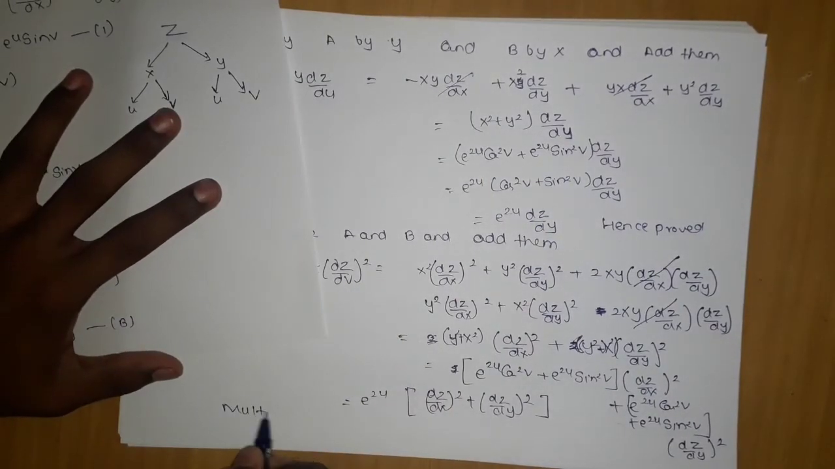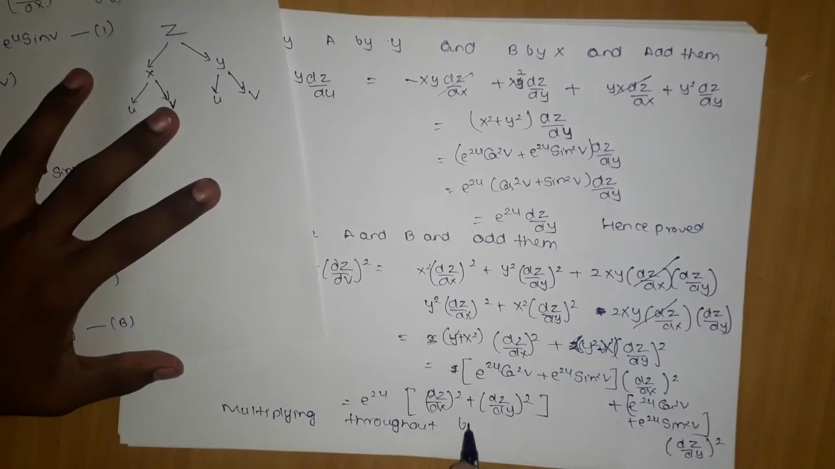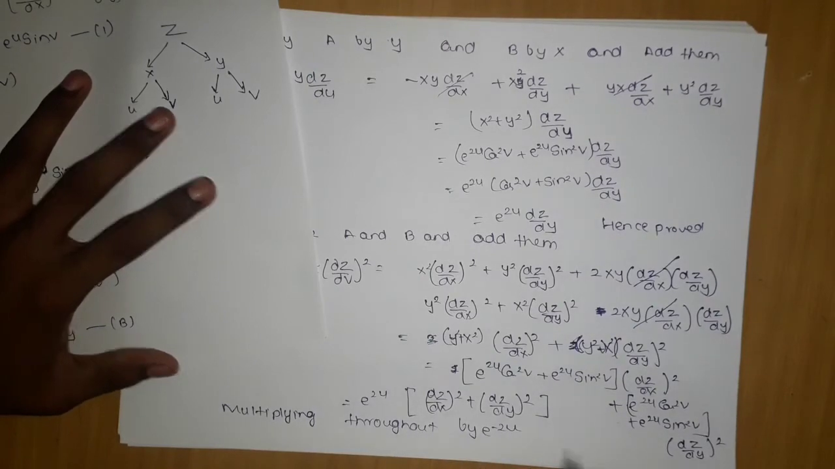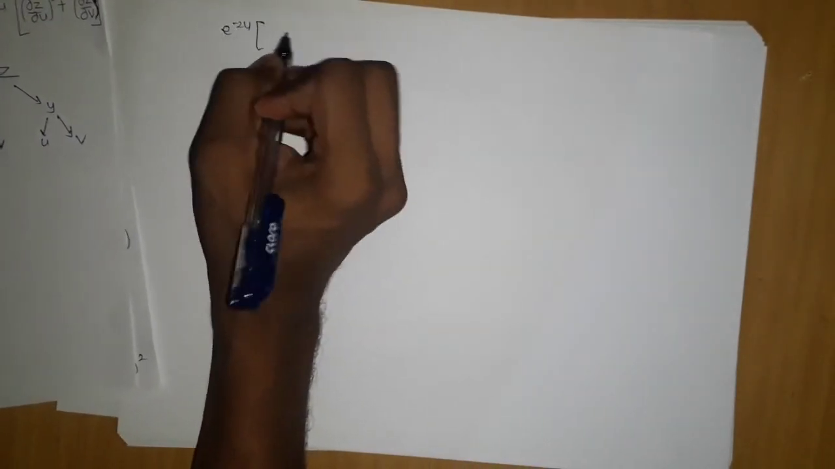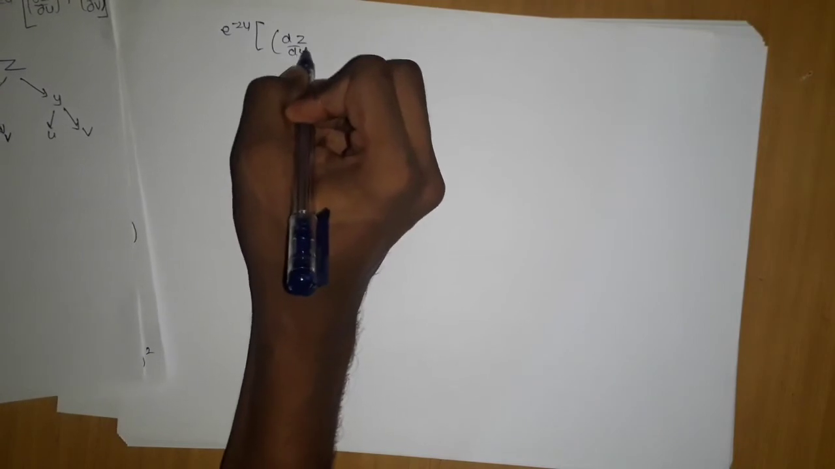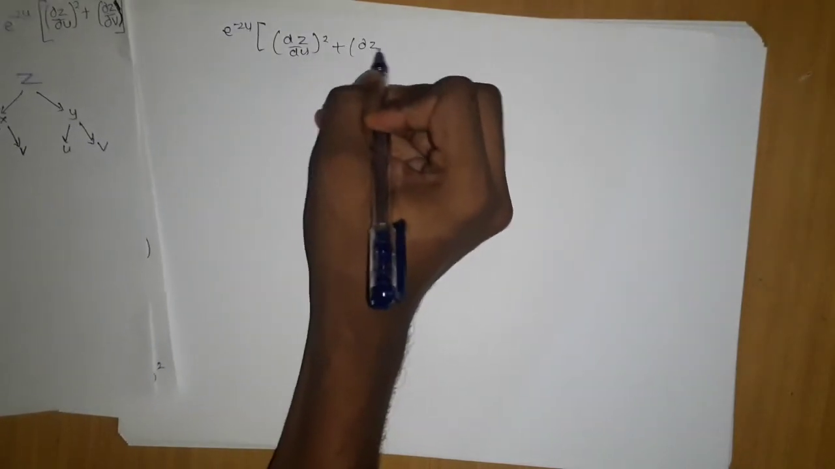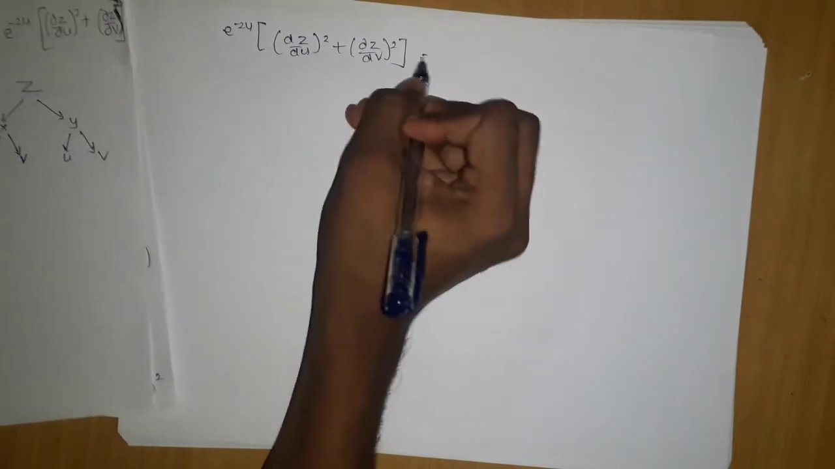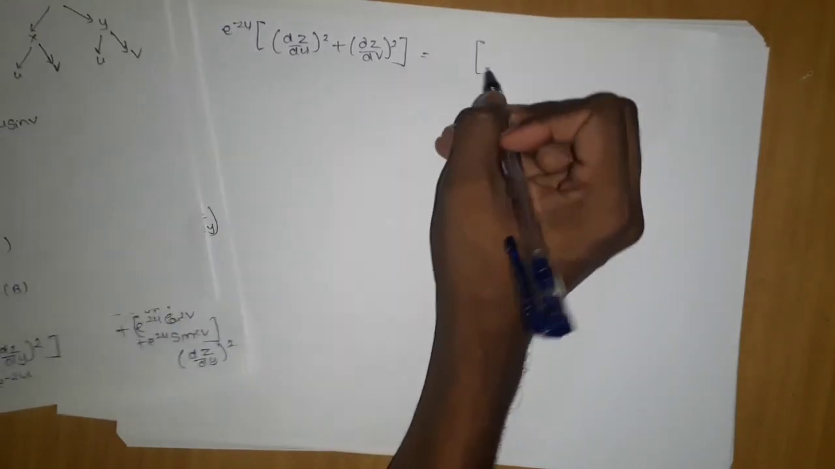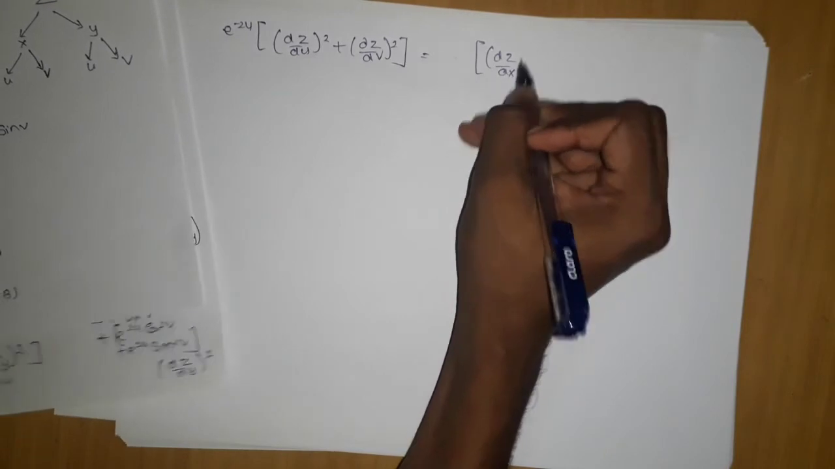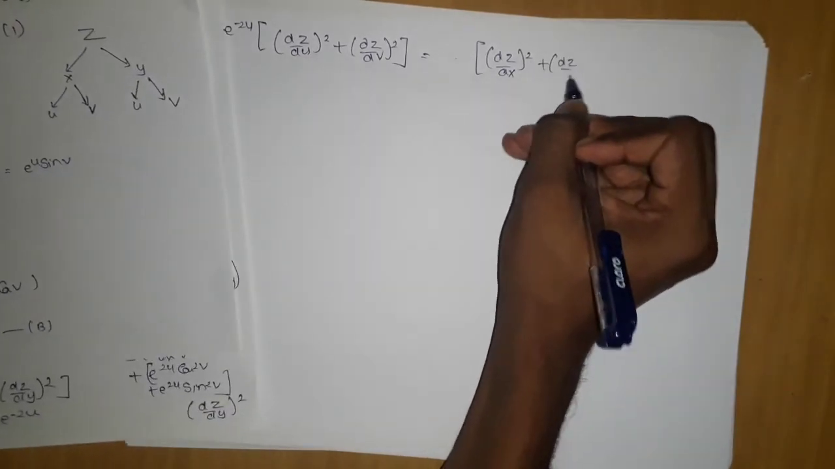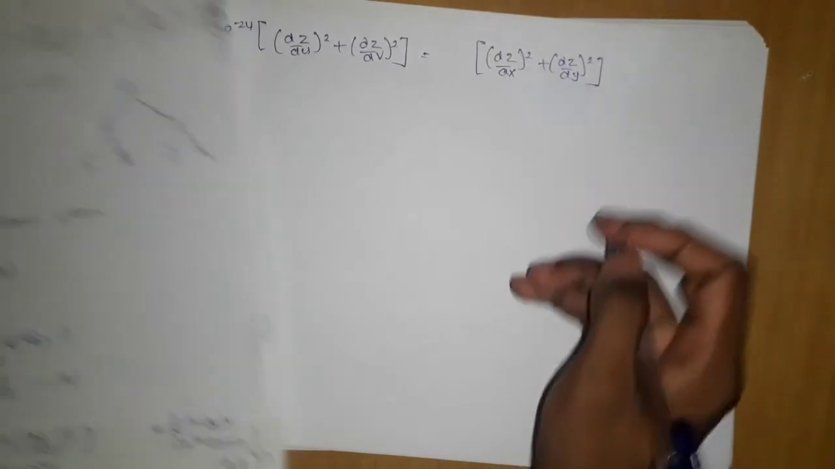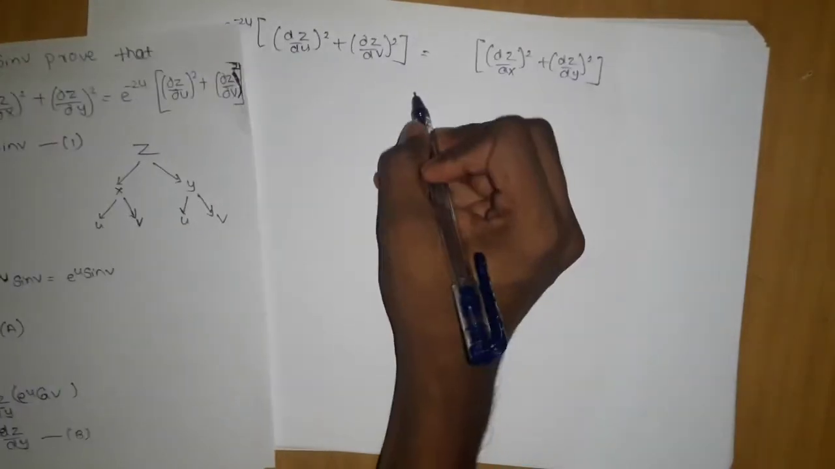So multiplying throughout by e power minus 2u, which gives me e power minus 2u. Finally you can see this thing is becoming perfectly similar, that is dou z by dou v the whole square, which will become 0, and finally we will be left with dou z by dou x the whole square plus dou z by dou y the whole square. So we are done with the second one, hence proved.